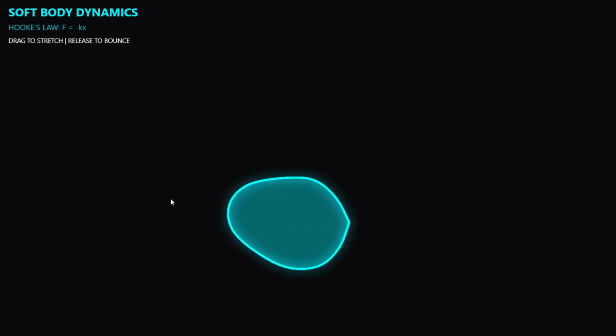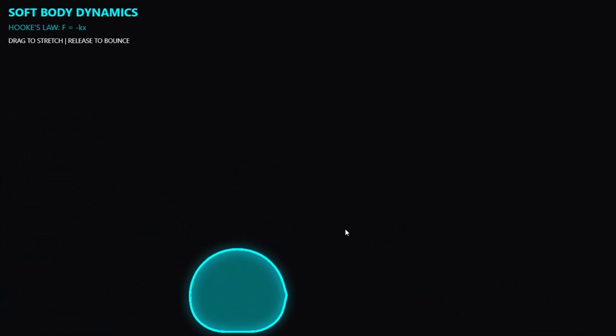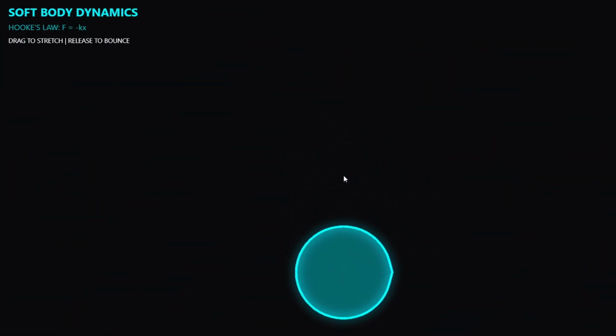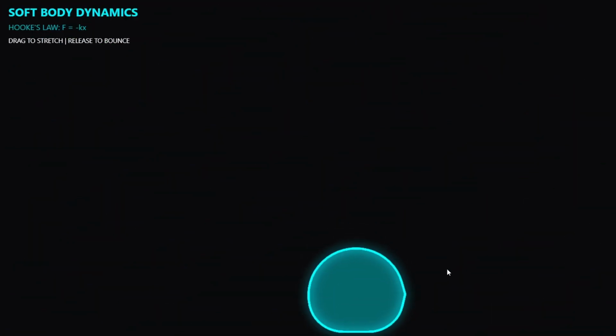In the advanced version, I have added a circle of 12 points and a gravity constant of 0.05. When you drag the skin, the internal springs pull the rest of the body along, and the floor collisions create that satisfying squish.